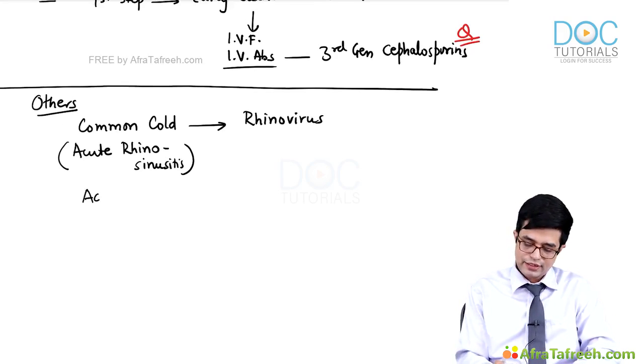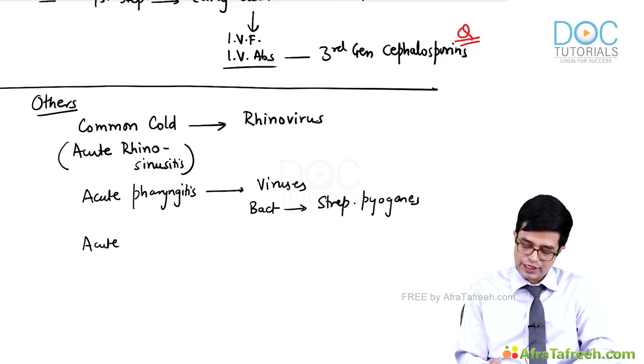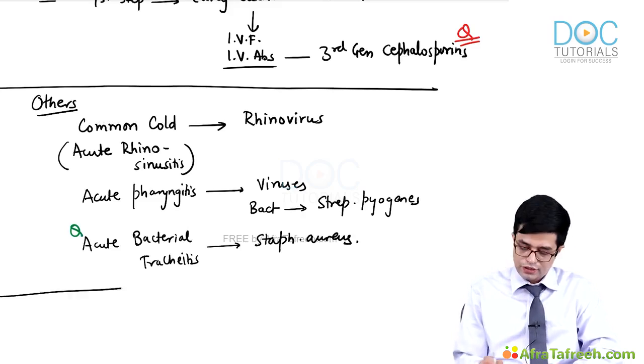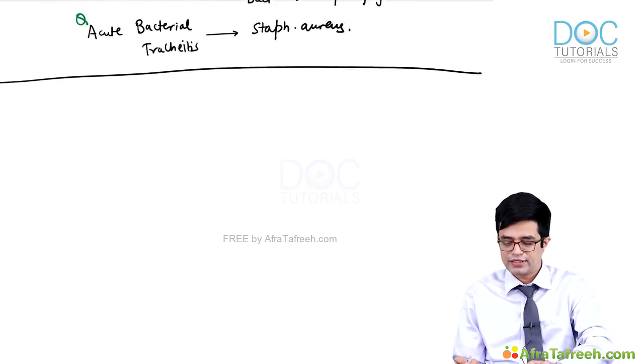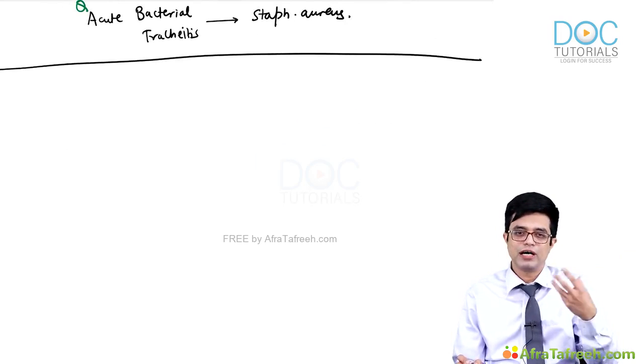If the question says acute pharyngitis, it is caused by viruses. But if they ask for bacteria, the most common bacteria is Streptococcus pyogenes, that is group A streptococci. And if the question asks you what is the most common cause of acute bacterial tracheitis, an old NEET PG question, it is caused by the evergreen Staph aureus. So with these infections in mind, we have discussed not only the congenital disorders of the entire pulmonary system, we have also talked about the upper airway infections.